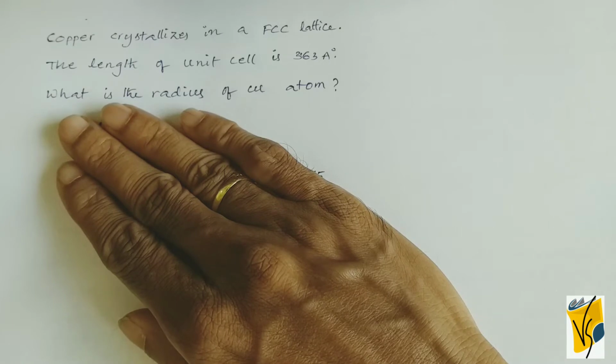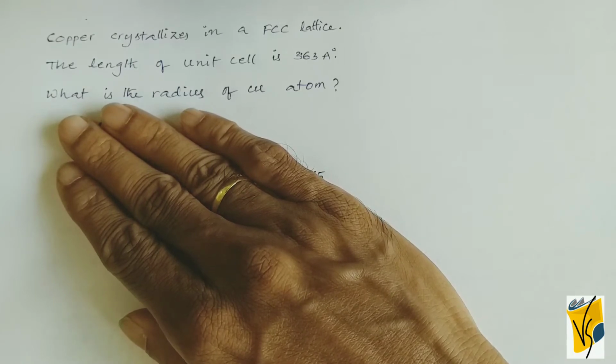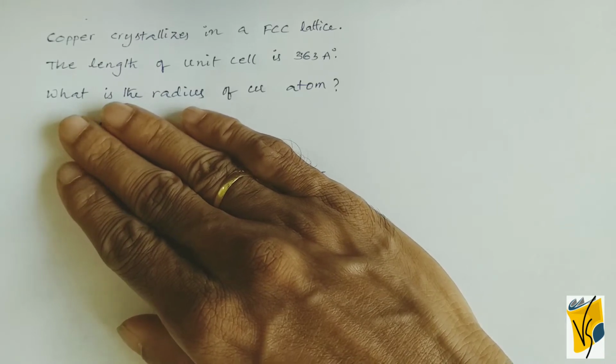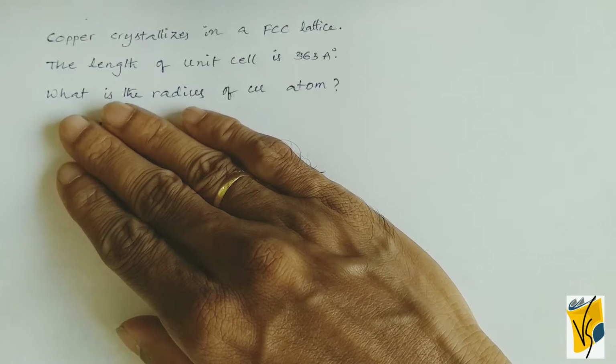Next problem. Copper crystallizes in a face-centered cubic lattice. The length of the unit cell is 3.63 angstroms. What is the radius of the copper atom? Here again, the relationship between edge length and radius of the atom. How are the radius and edge length related in face-centered cubic?